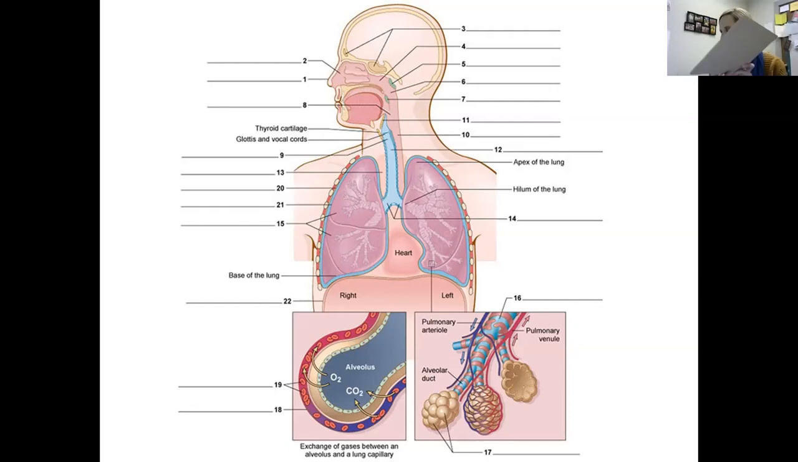A-L-V-E-O-L-I. I think it is. Well, I know we'll talk about it, but it looks like it's not identified for us. A-L-V-E-O-L-I, alveoli. If you're looking at just one of them, it's called an alveolus, but alveoli is plural for all of the ones that are in our lungs. These are the end point to respiration.